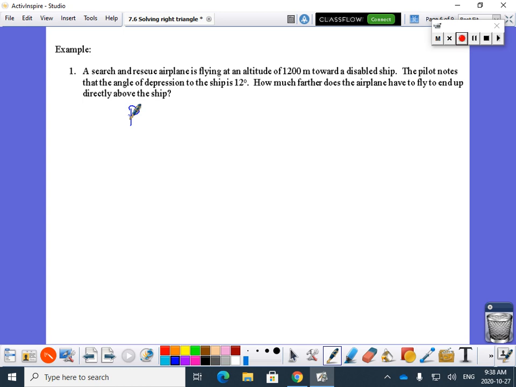So it says the pilot is flying towards a disabled ship. So it's not directly above it right now. We know that it needs to get there still. In the end, we want to know how far it needs to go in order to be directly above the disabled ship. So I'm just going to put my S somewhere away from P because we know that it needs to get to the ship. Okay? So I'm just going to put my S right here.